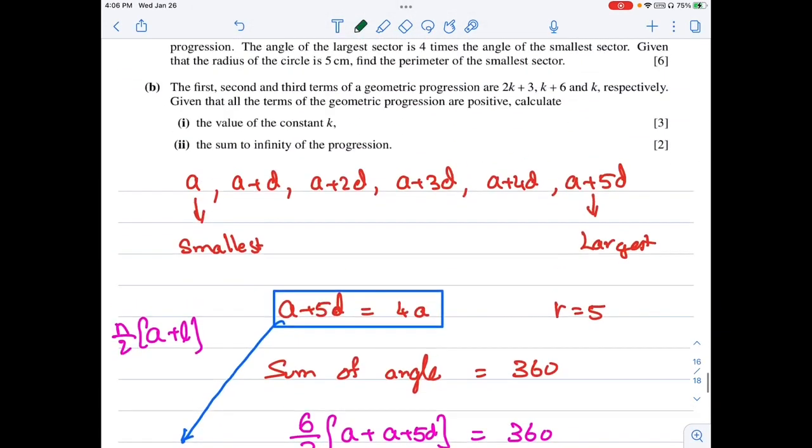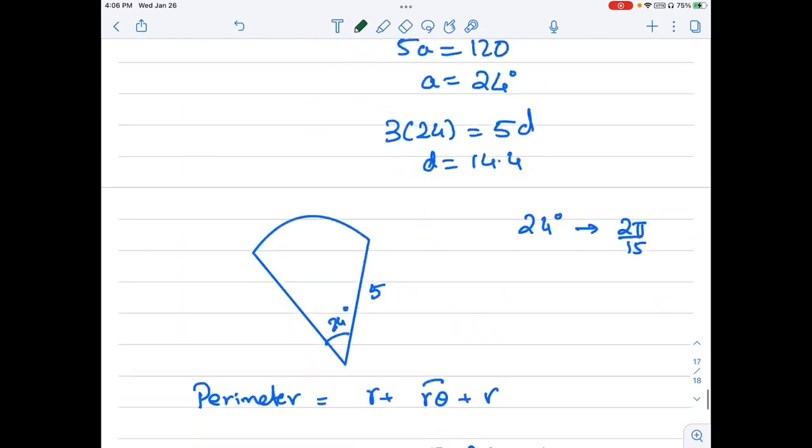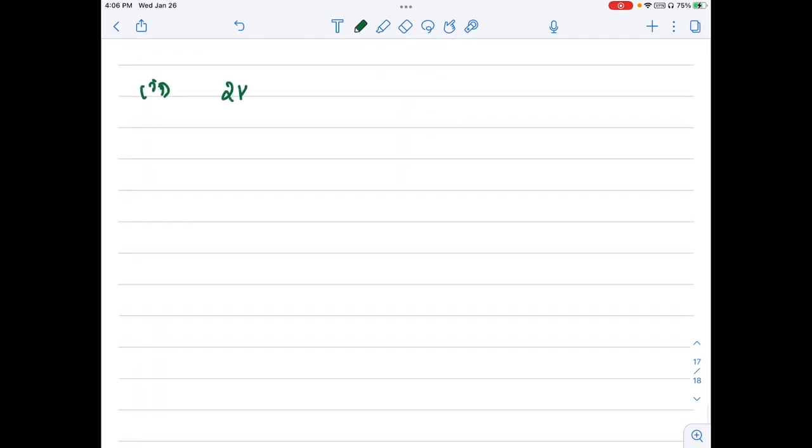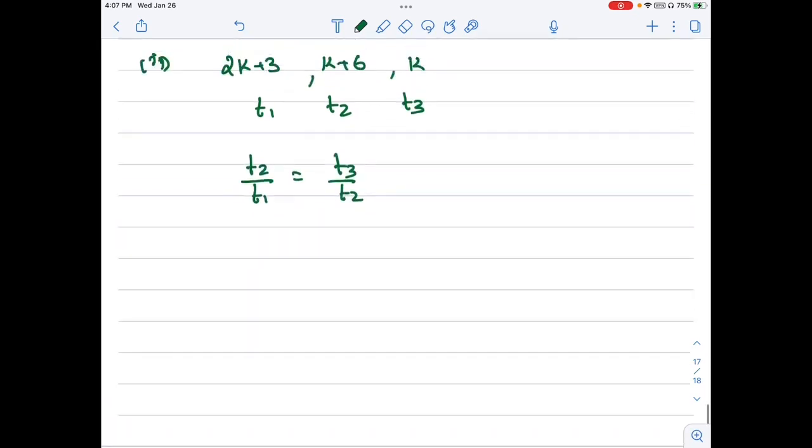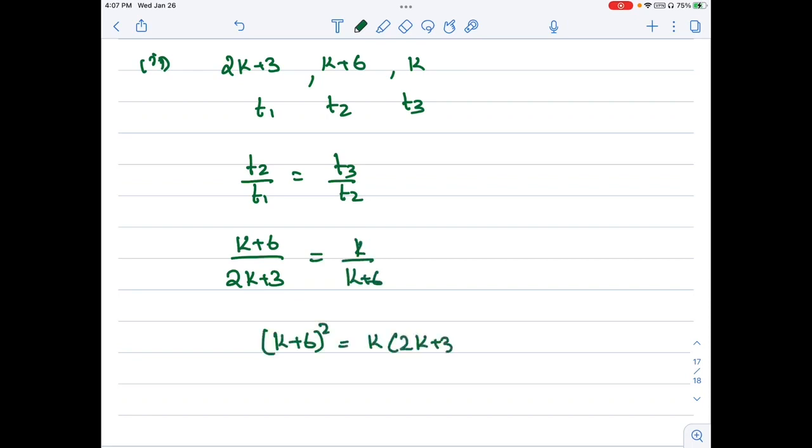So the first term is 2k plus 3, k plus 6, k. So this is T1, this is T2, this is T3. So T2 upon T1 is equal to T3 upon T2. So k plus 6 upon 2k plus 3 should be equal to k upon k plus 6. So I will do k plus 6 whole square is equal to k times 2k plus 3.